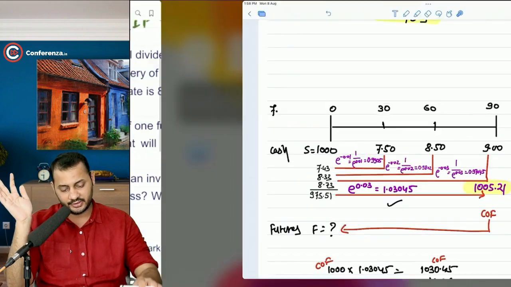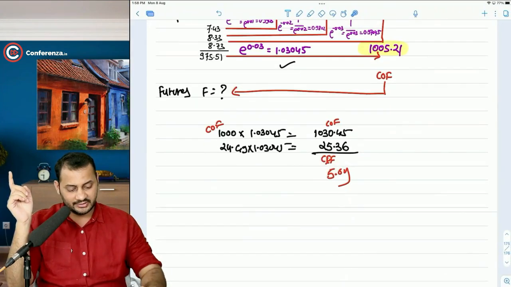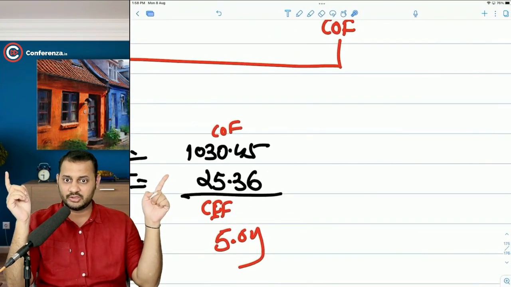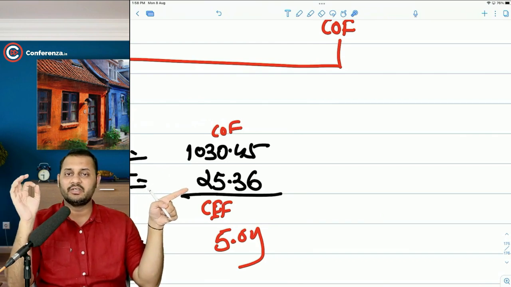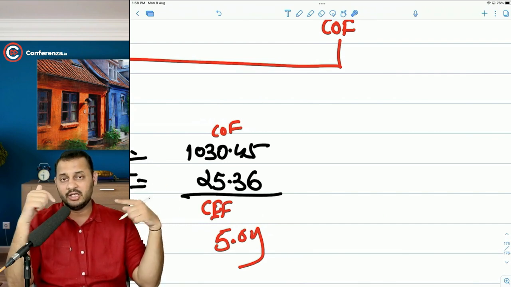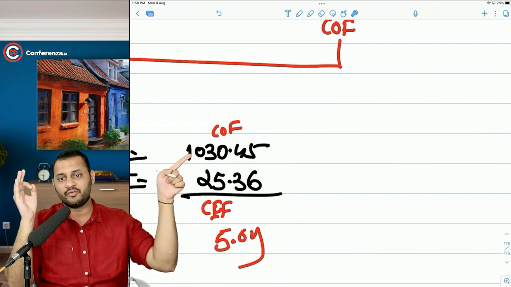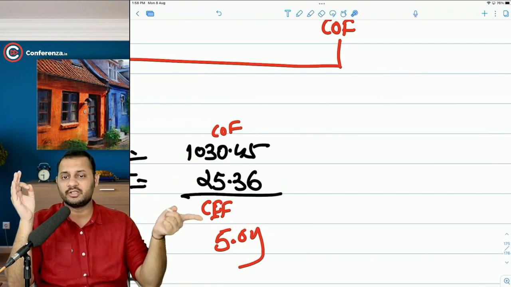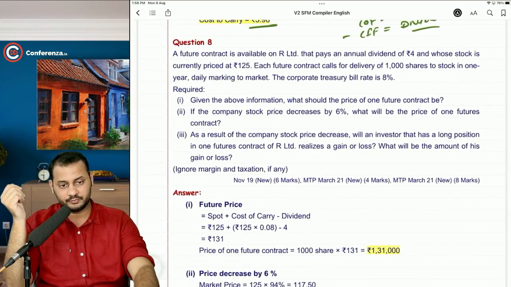Understood the logic? Okay. But that is the net cost to carry. The gross cost to carry is 30.45 rupees, the interest cost. But because that 30.45 is to be incurred in the same period you received a dividend of 25.36, which you would not have received if you would not have purchased for those 90 days. If you would not have purchased the stock at 0 point, you would not have received this much, you would not have paid this much. So if you are paying this much, you are also receiving this much. So net cost is only this much. Okay, sir. Let's come to question number 8 now.